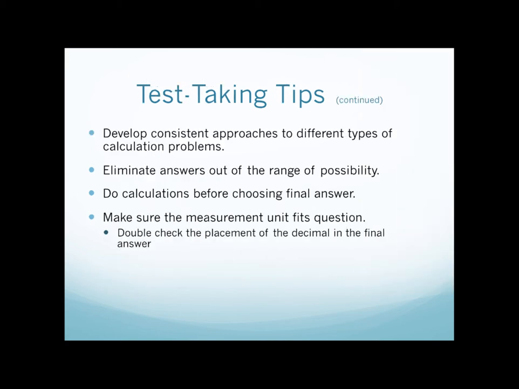Some more test-taking tips. We're going to develop some consistent approaches to different kinds of calculation problems. When you look at the answers, look at them for reasonability, so you eliminate any answers that are out of the range of possibility. I also suggest that you do the calculations before you look at their choices of answers, and that way you pick the answer that fits your answer. And always use your units, and make sure that the unit of measurement in your answer is what they're asking for in the question.